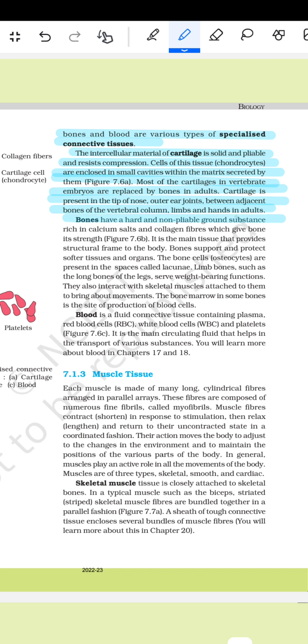Bones have a hard and non-pliable ground substance rich in calcium salts and collagen fibers which give bone its strength. It is the main tissue that provides a structural frame to the body. Bone supports and protects the softer tissues and organs. The bone cells, osteocytes, are present in the space called lacunae.